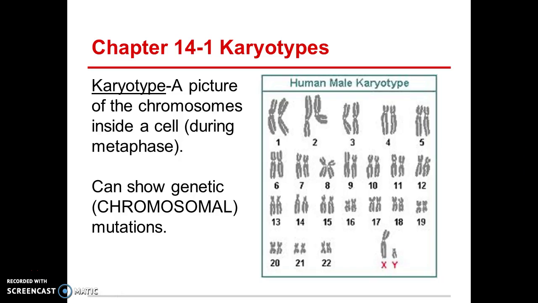Hey guys. It's Unit 5, Segment 3, Karyotypes. A karyotype is a picture of the chromosomes inside a cell.